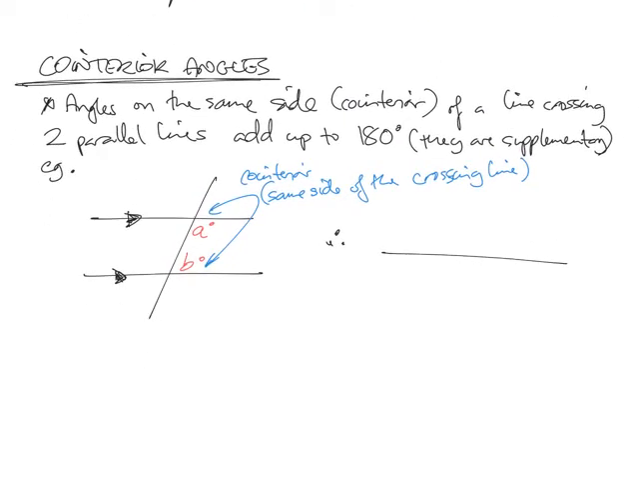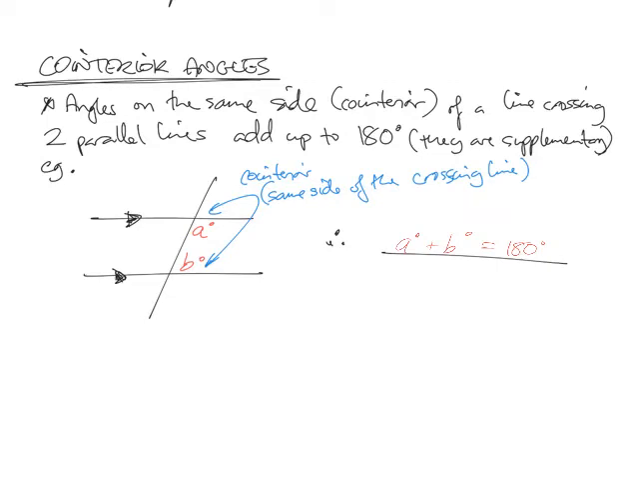The last one for this video is the idea of cointerior angles. Angles on the same side, which is termed cointerior, of a line that crosses two parallel lines add up to 180 degrees, and any angles that add up to 180 degrees are called supplementary to each other. So here we have two parallel lines and a line crossing. These two angles here are on the same side of that crossing line. They're sort of inside this block here. They're called cointerior. Why? Because they're on the same side of the crossing line, and according to this rule, those two angles are going to add up to 180 degrees. So if you know one, you can work out the other by subtracting it from 180 degrees.